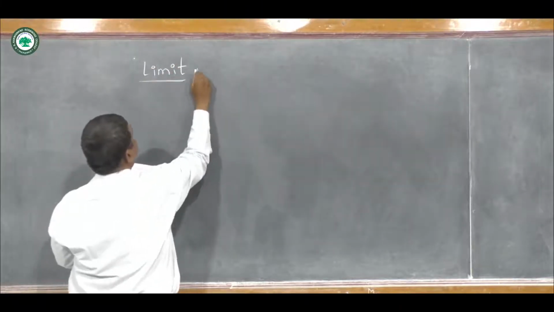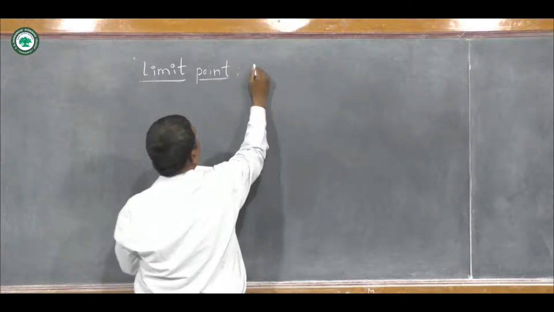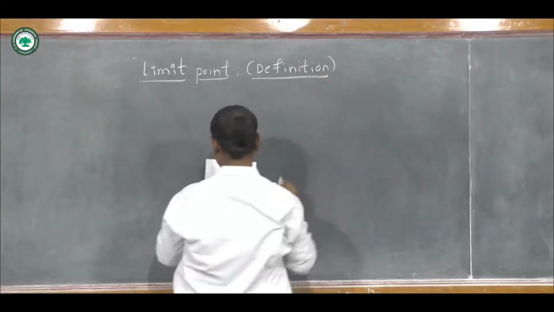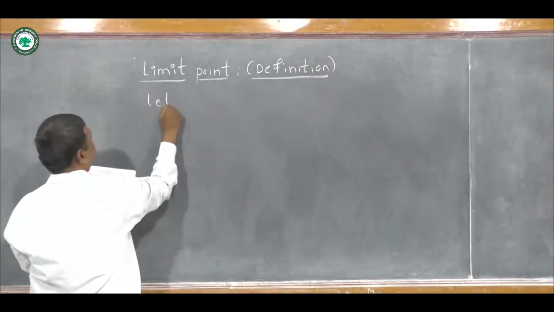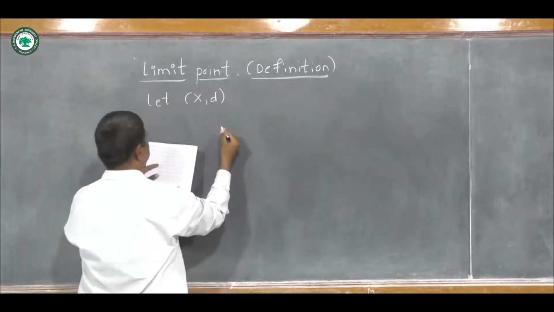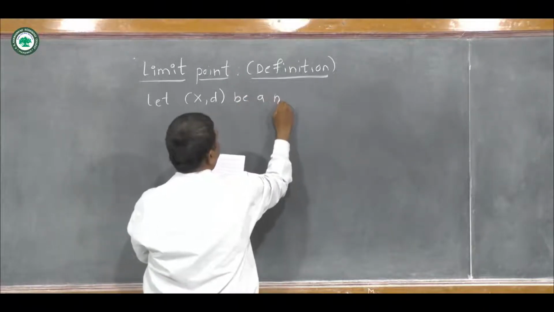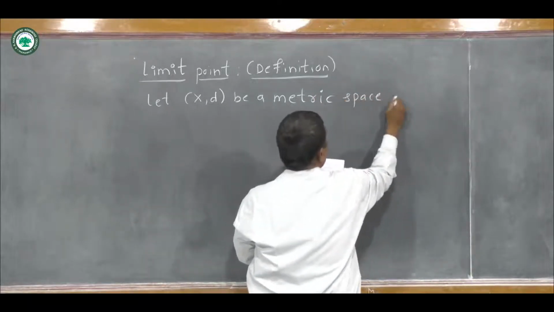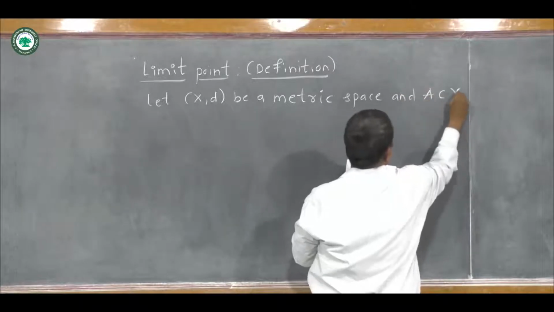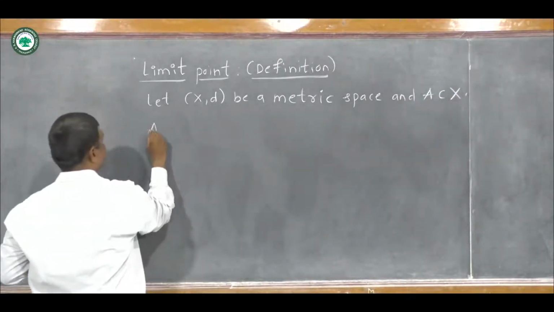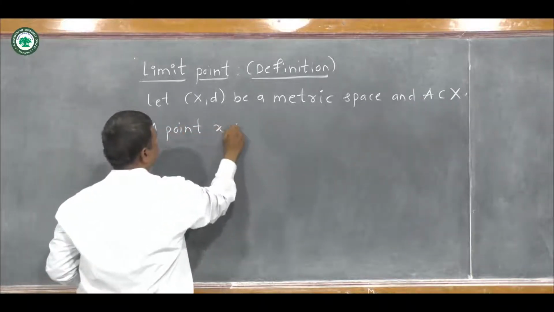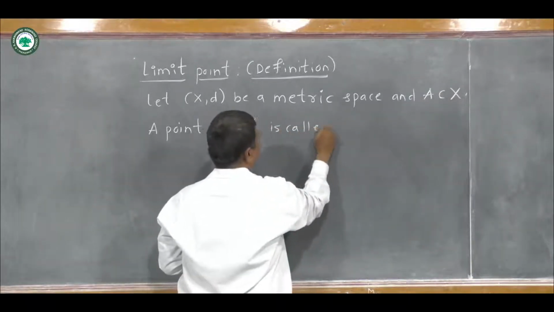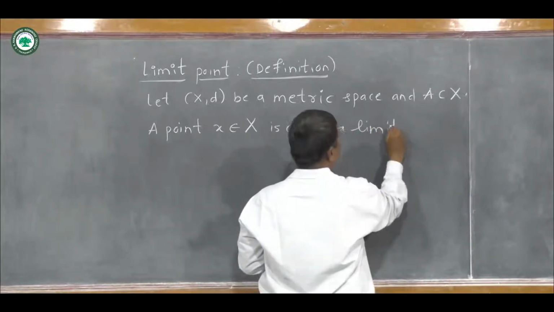Limit point. Definition. Let the ordered pair (X, d) be a metric space and A be a subset of X. A point x belongs to X is called a limit point.